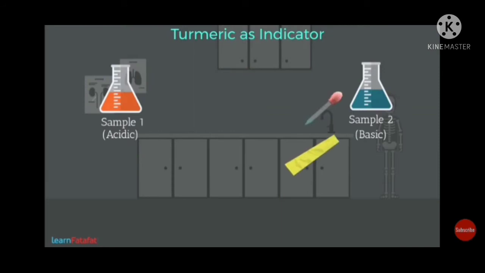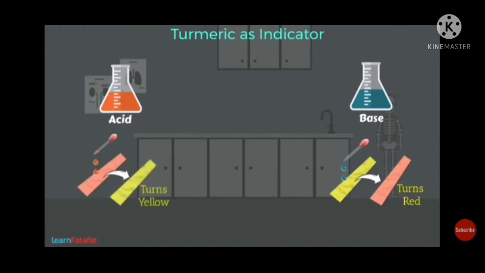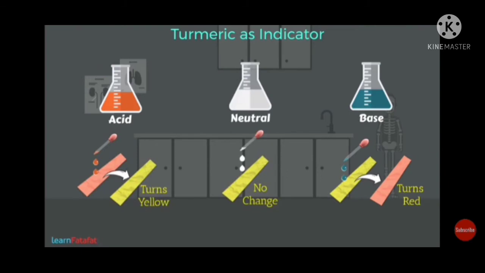If we put a drop of basic solution on the strip, it turns red. Now, if we put a drop of acidic solution on the strip, there will be no change. However, if we use the used strip on the testing, then again it turns yellow. For bases, the yellow turmeric strip turns red, and for acids, the red turmeric strip turns to yellow. If the solution is neutral, there is no change in color.